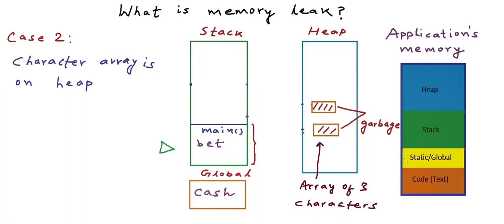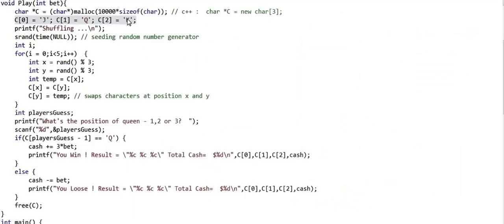In this example, we were creating an array of 3 characters on the heap. What if we were creating an array of 10,000 characters and not freeing the memory after we were done using it? At the end of the function, the memory consumption would have shot up like anything. Coming back to my code here, I have created a character array of size 10,000 characters. My logic would not change. I'll just use the first 3 positions in the array. I'm just trying to show you something, and at the end of this particular function, when we are done using this array on the heap, we are making a call to the free function, passing it the address of this memory block, this array C.